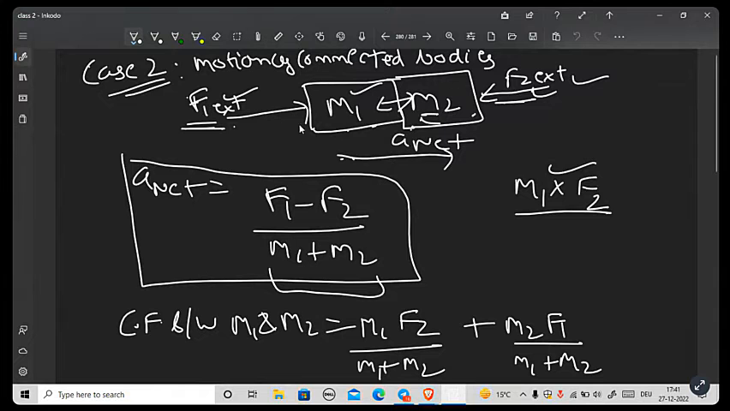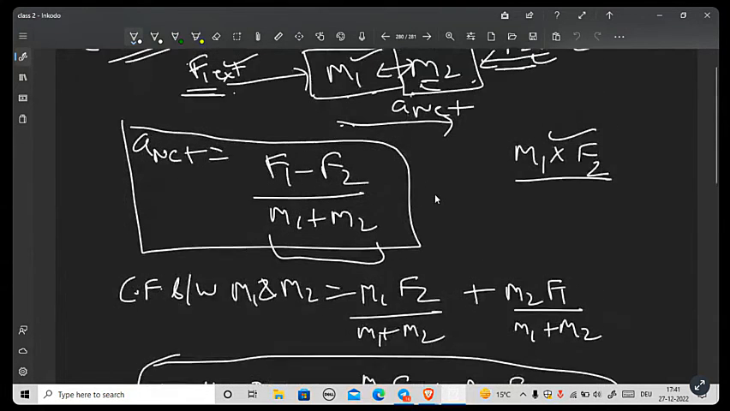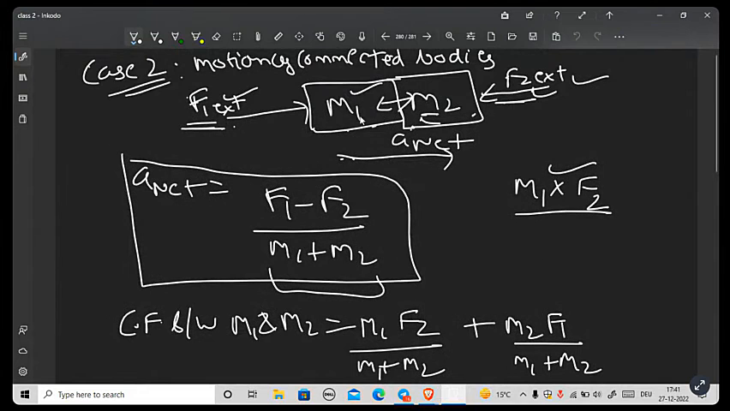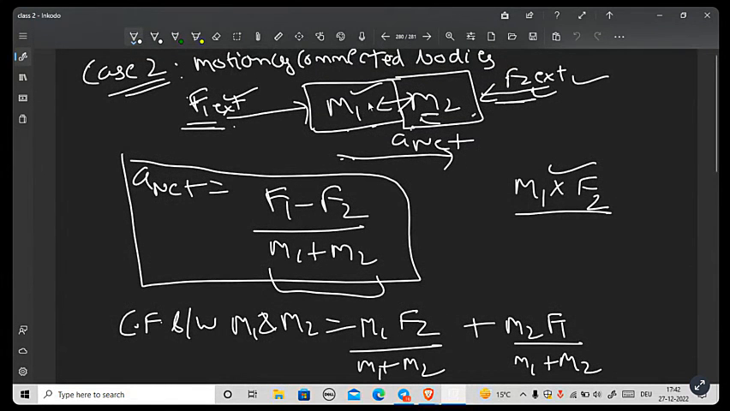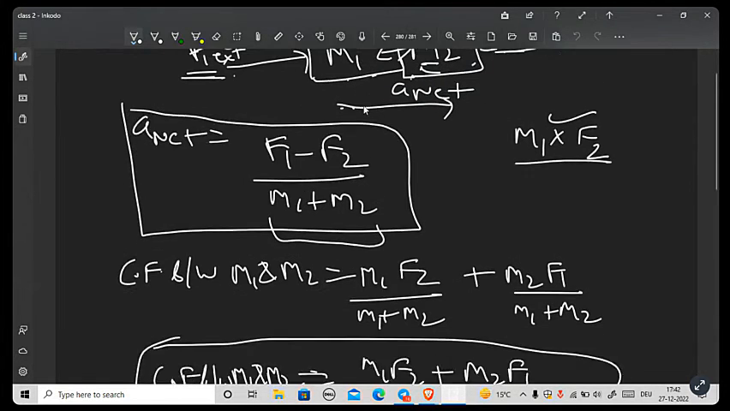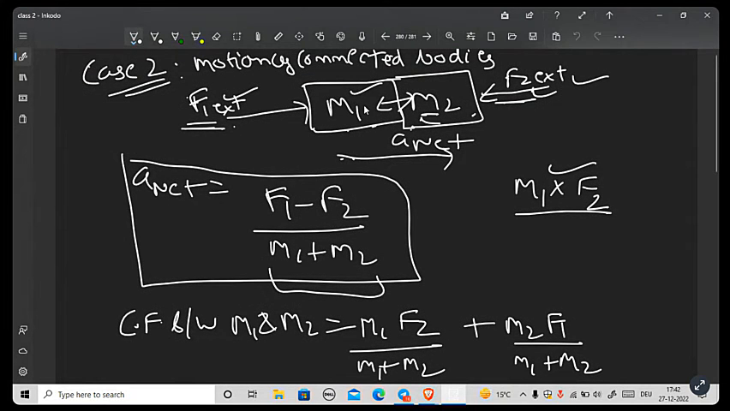If the force is acting from both the sides, first you have to calculate the contact force between M1 and M2. So first you will see the contact force with reference to the M1 block. When you see with reference to the M1 block, then you will write M1 into F2. Now why M1 into F2? Because F2 force is not acting directly on M1. F2 force is acting directly on M2. But if I want to calculate contact force between M1 and M2, and that too with reference to the M1 block, I must not include the force which is acting directly. And which is that force? It is F1, which is acting directly on M1.